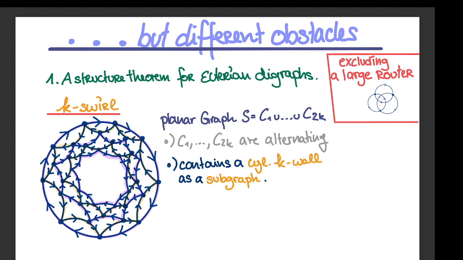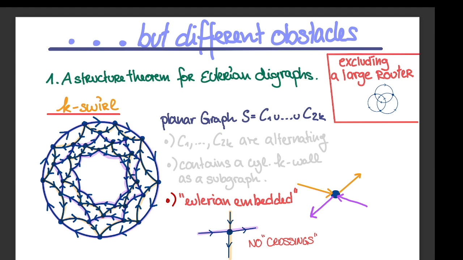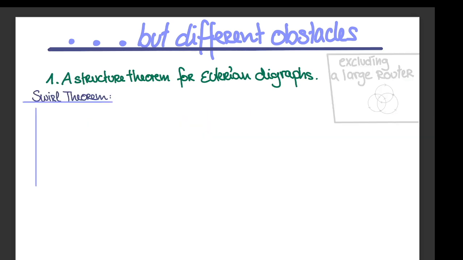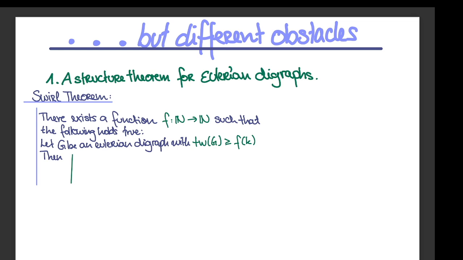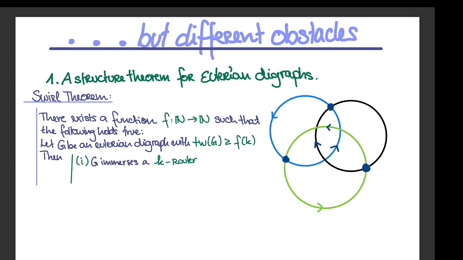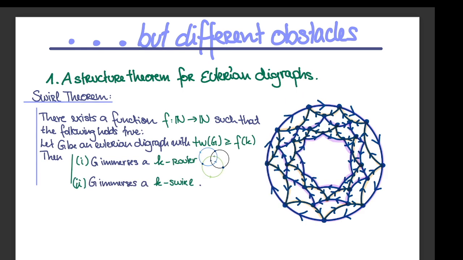And more importantly, the graph is not only planar, it is Eulerian embedded, which is exactly every vertex looks as on the right picture. That is, every in edge is followed by an out edge, then there is an in edge again, then there's an out edge again. Now, vertices are degree 4, so they look exactly this way, and that is, you cannot cross paths in a vertex. So, as I mentioned before, you get the following theorem. If your tree width is larger than some huge function, then either you get a K router, which helps you already finding a relevant cycle in that router, or you get a large swirl.